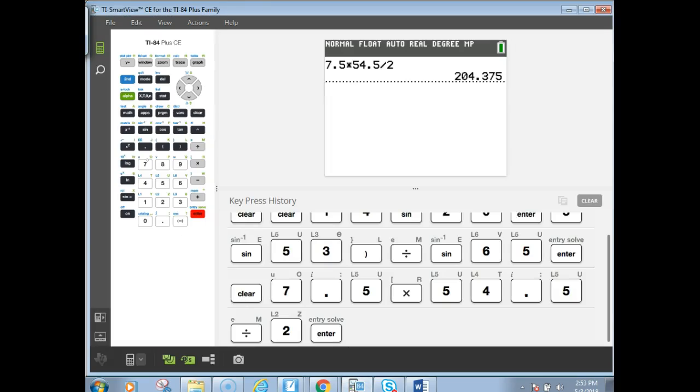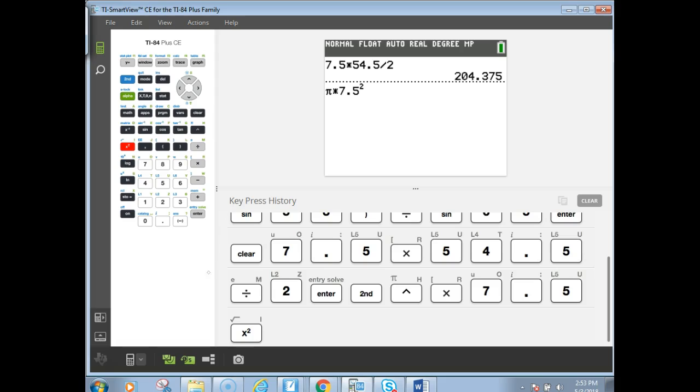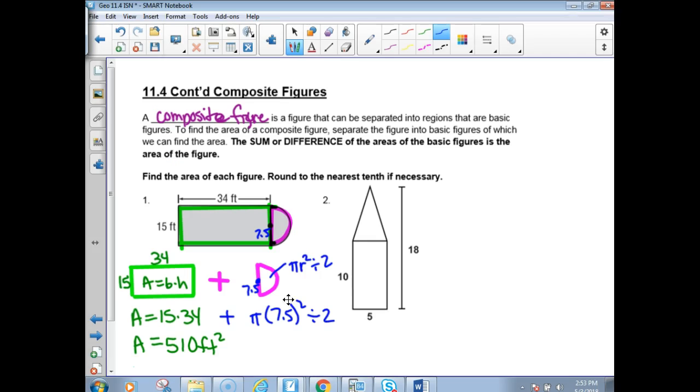So have we calculated that? Pi times 7.5 squared. And that would be the area of the full circle. So then we hit divide by 2. And now we have the part that we have, which is 88.4. Next step, add the two areas and have a final answer. So the total area would be 598.4 square feet. I hope that wasn't too bad.